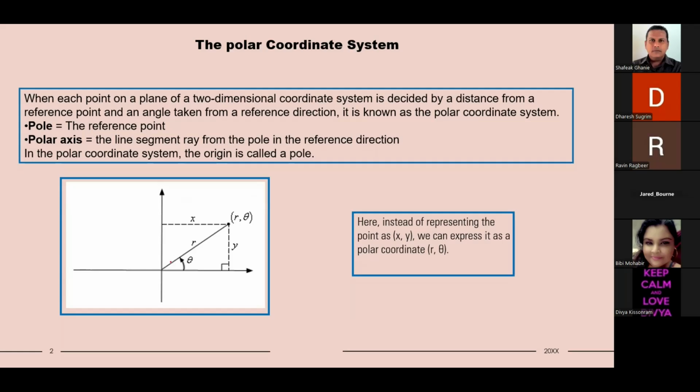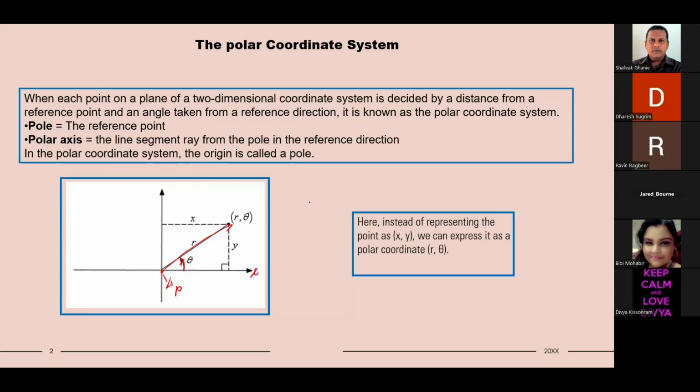We have a diagram here that demonstrates what I'm talking about. So here would be the pole. The polar axis would be this line here that radiates outward from the pole. And it will have some displacement theta from the positive x-axis, which will be here, right?